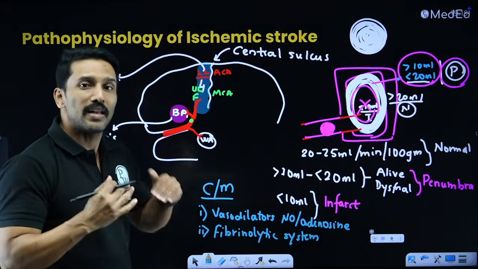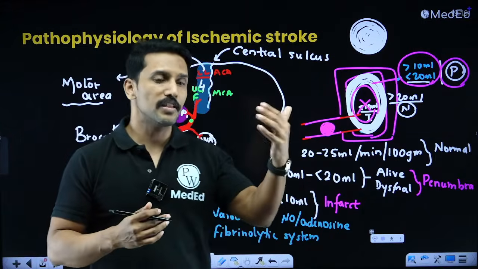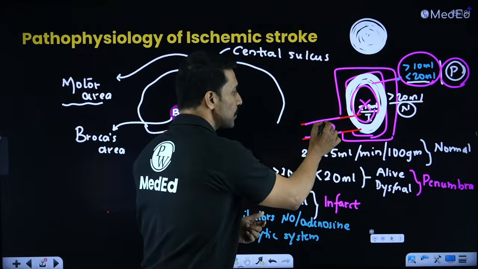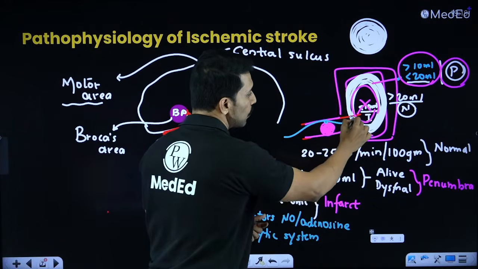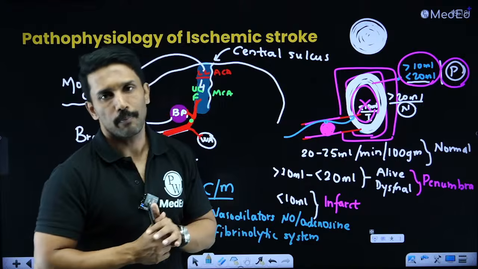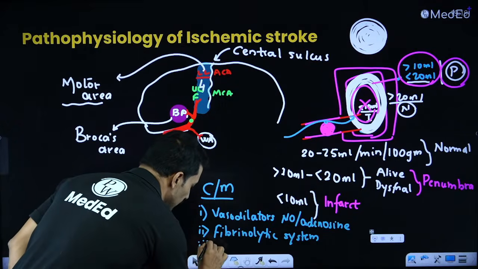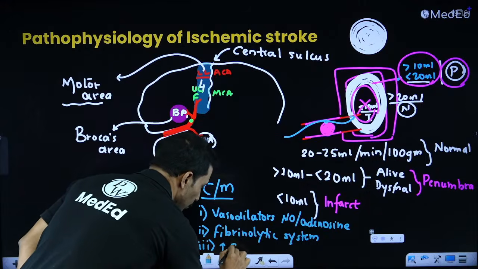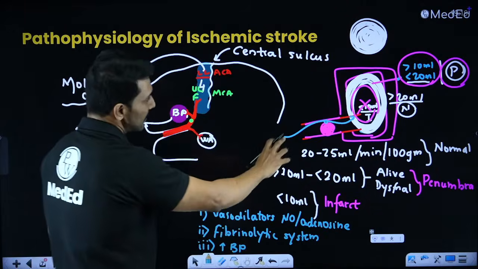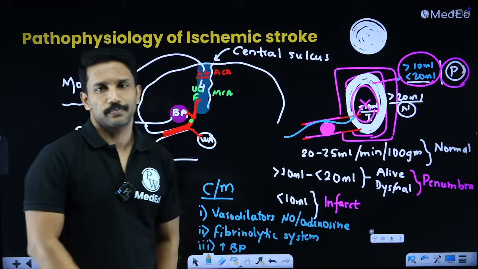Number three, you can increase the blood pressure, and increased blood pressure means whatever narrow aperture you have, through that you may be able to deliver more blood to the brain, right? So increase in blood pressure. These are three counter mechanisms that can help you re-establish the blood flow to the brain.